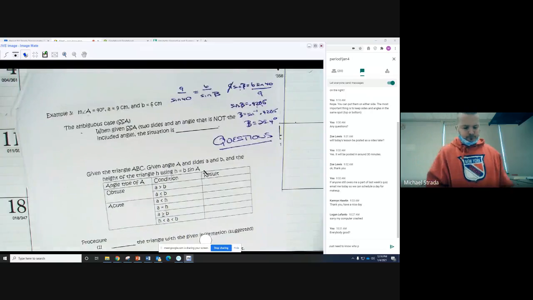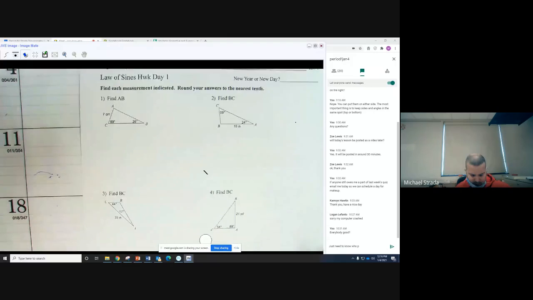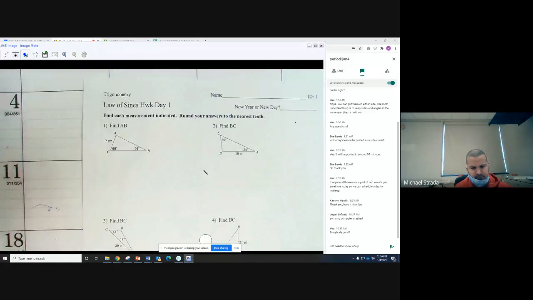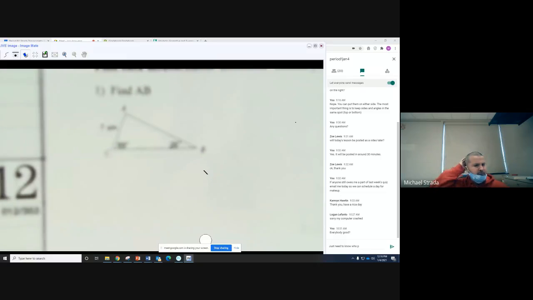All right. So this is the homework that's up in the classroom section and is due tomorrow at midnight. The first 4 involve finding a segment measure. So all I need to see is your initial proportion.